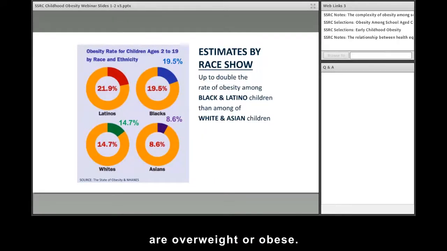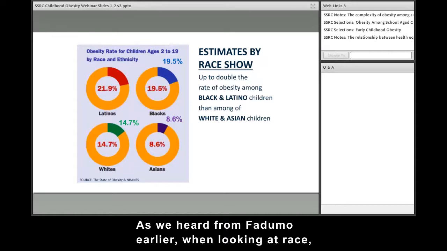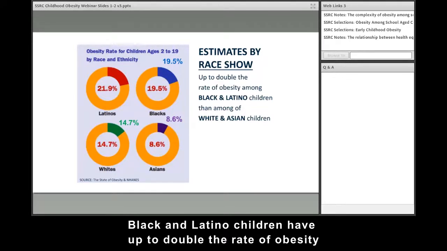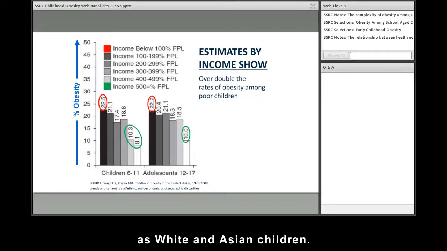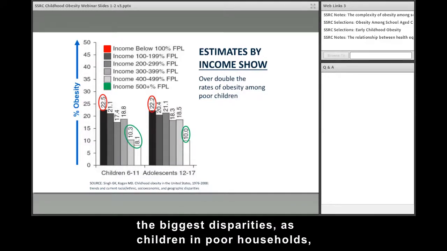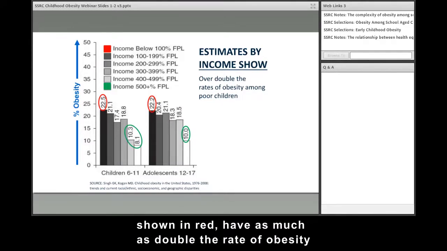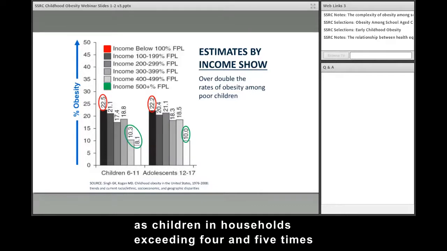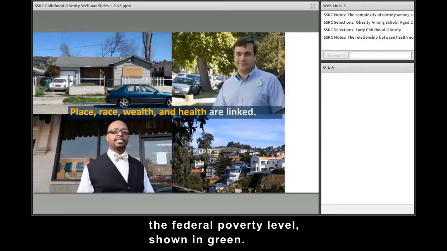As we heard from Fadumo earlier, when looking at race, Black and Latino children have up to double the rate of obesity as white and Asian children. And as we just heard from Craig, low-income communities see the biggest disparities as children in poor households, shown in red, have as much as double the rate of obesity as children in households exceeding 4 and 5 times the federal poverty level, shown in green.